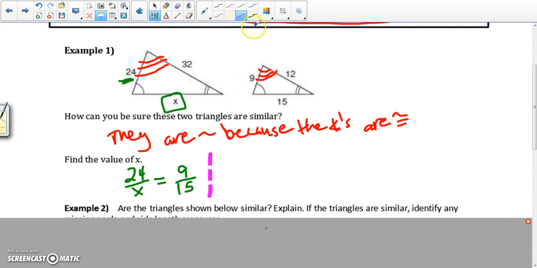Or, let's try another one. Let's say we do 15 is to x. So the smaller base over the bigger base. 15 is to x as, and if I do small triangle over big triangle, I have to do small over big on the other side. So if I use 12 here, notice I have to use 32 because those match up. So 15 over x equals 12 over 32.